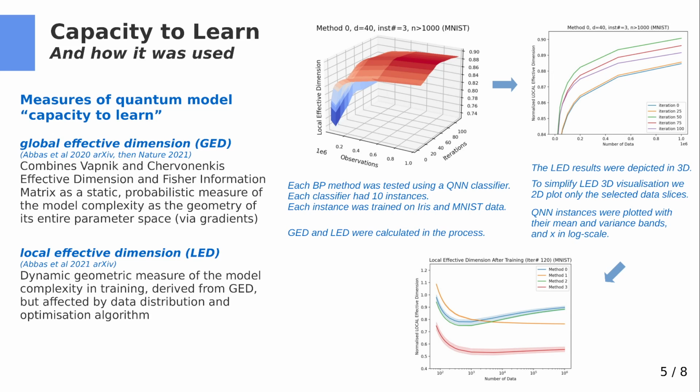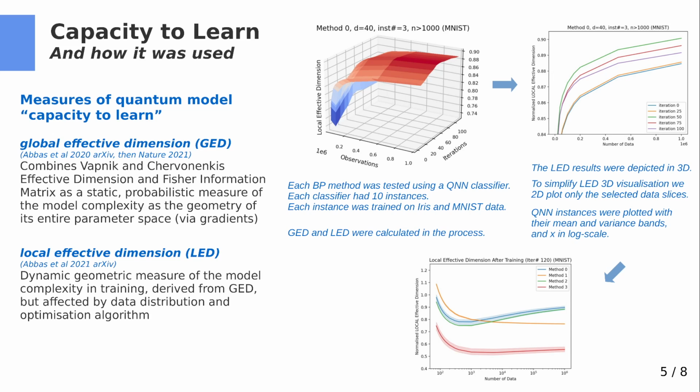The global effective dimension combines the Vapnik and Chervonenkis notion of effective dimension with the Fisher information matrix, and gives us a static probabilistic measure of the model complexity as the geometry of its entire parameter space. That geometry can be derived from the gradients encoded in the Fisher information matrix.